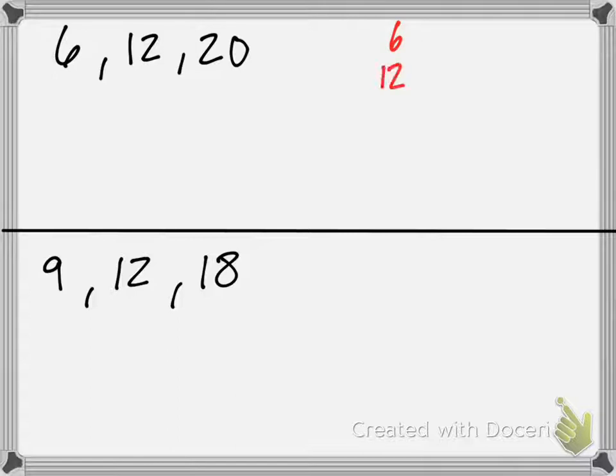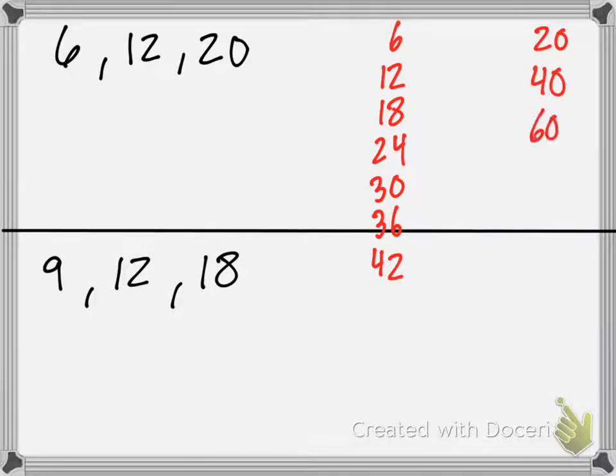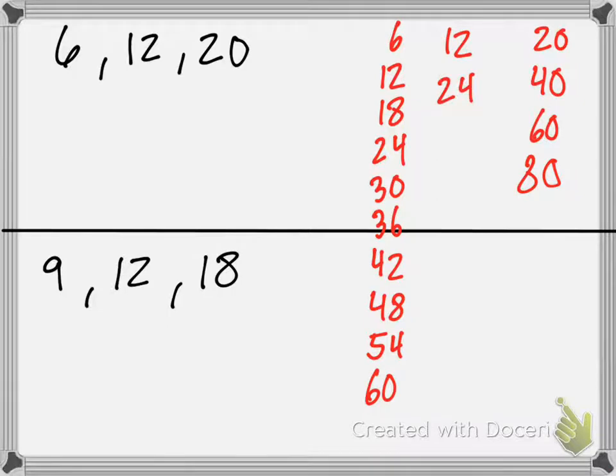6, 12, 18, 24, 30, 36. We got 42. I'm just going to keep going until I get to something I think might be accurate. Because let's do this, if we had 20, 40, 60, we know it has to end in a 0. 80. So I'm going to keep going. 30 didn't work. 42, 48, 54, 60. Hey, there's a 60. 12, 24, 36, 48, 60.